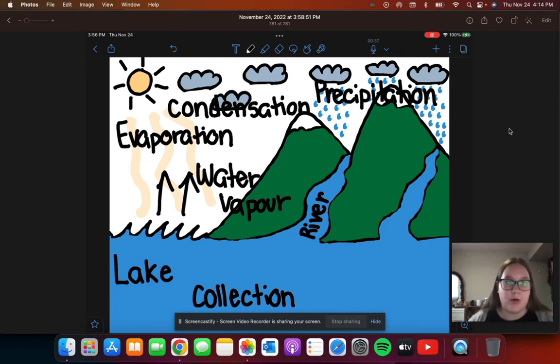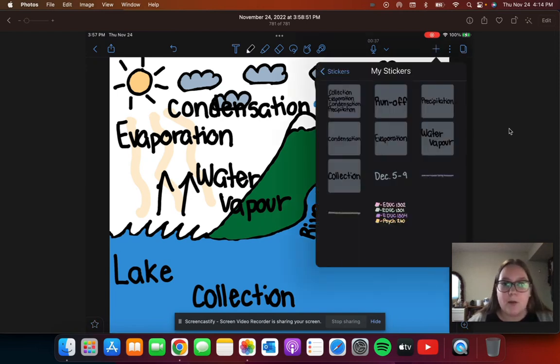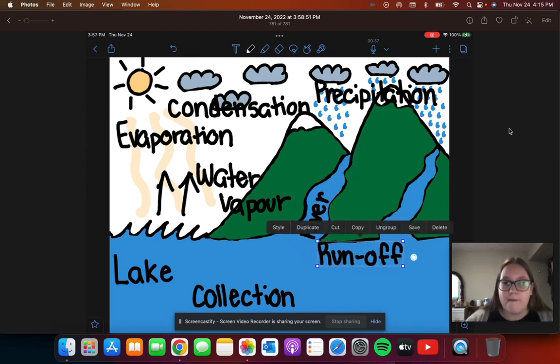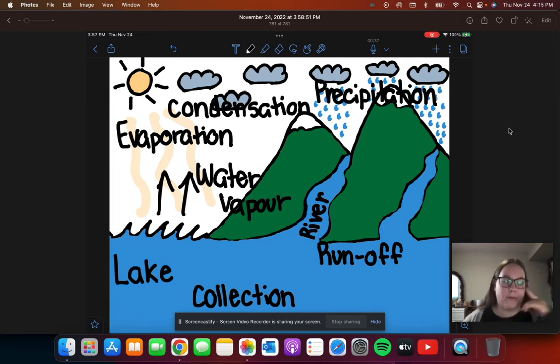So, once it's back on the ground, some of our water is absorbed into groundwater to keep our plants and our gardens hydrated, and the rest of it becomes runoff, where it eventually finds its way back into our lakes and rivers, where it's going to begin its cycle all over again. So, runoff finds its way back into our lakes and rivers to start the process of collection all over again.